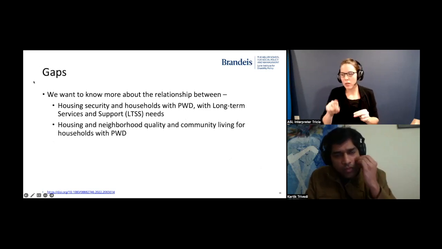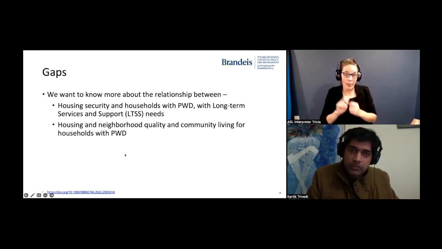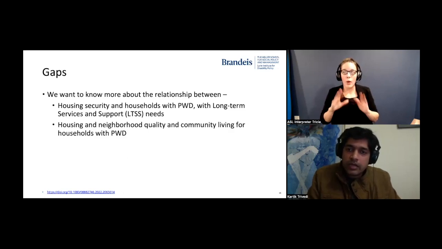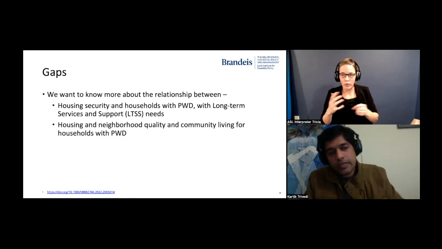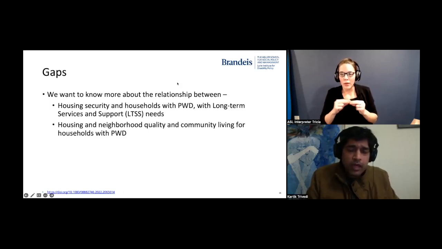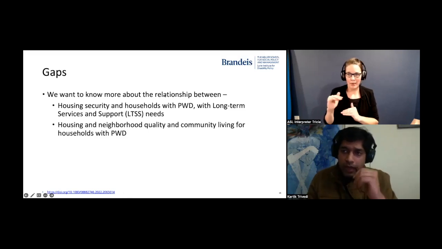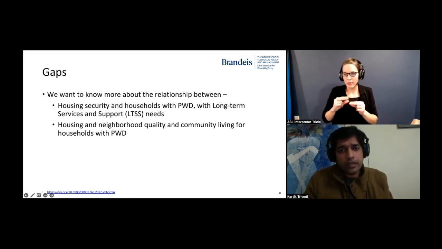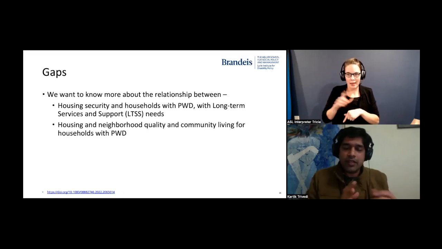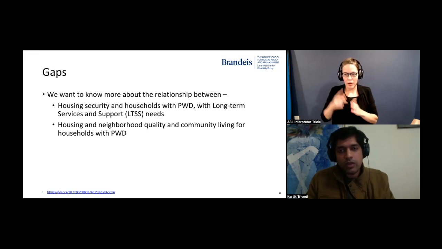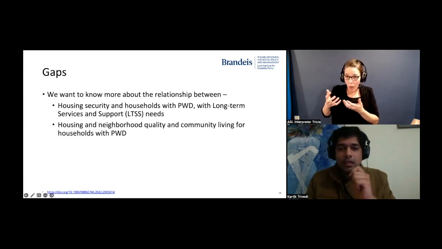So when we are looking at the gaps, we want to look into housing security for households with people with disability, with long-term support and services, and housing and neighborhood quality and community living for households with people with disability. So that's the gap that we want to fill in this paper. As we go to the next slide onwards, I'll try to explain the methods and how we are limited by the nature of data. So to answer that question, from the next slide onwards, I will get to that. We can only answer based on the data set that we have, and what it means for housing quality is limited by what we have in the data. What we mean by desirable or undesirable neighborhood is what we have in the data. So the next slide, please.